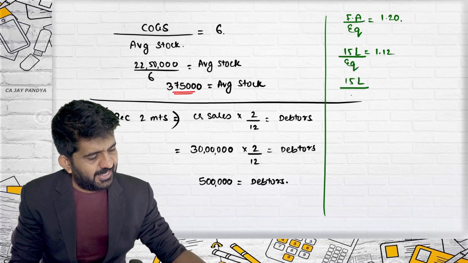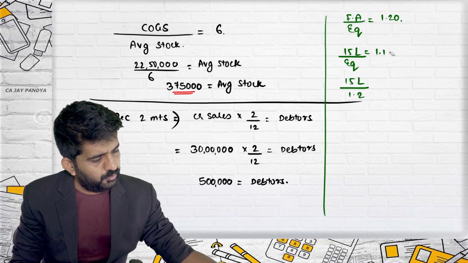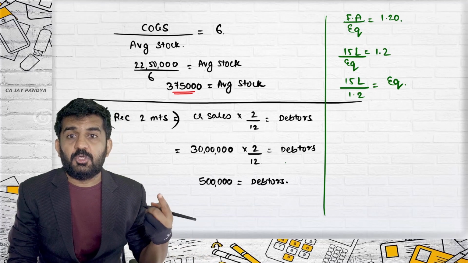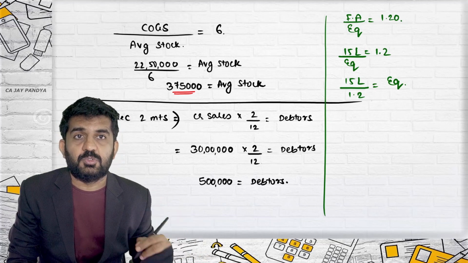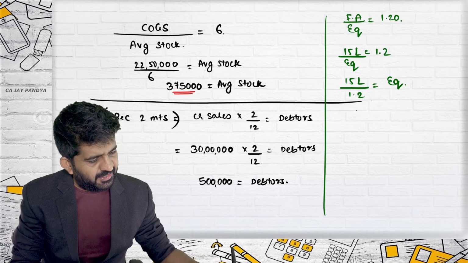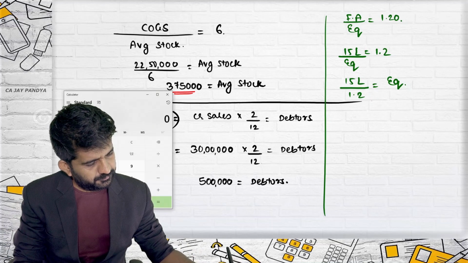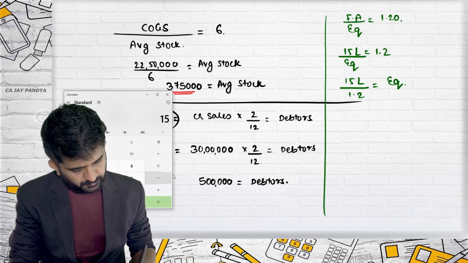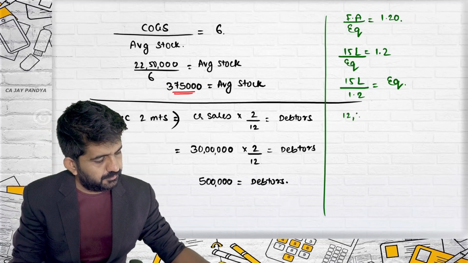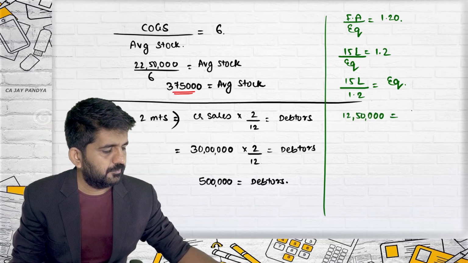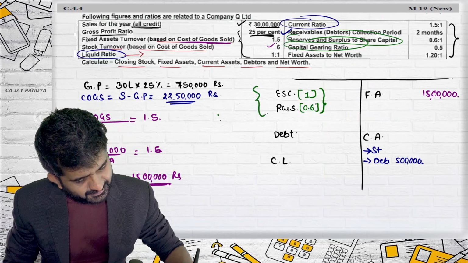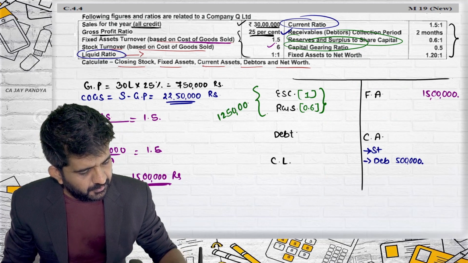So 15 lakhs divided by 1.2 will be equal to equity. Equity is equity share capital plus reserve and preference share capital if available. 15 lakhs divided by 1.2 is 12 lakh 50,000. So equity is 12 lakh 50,000.